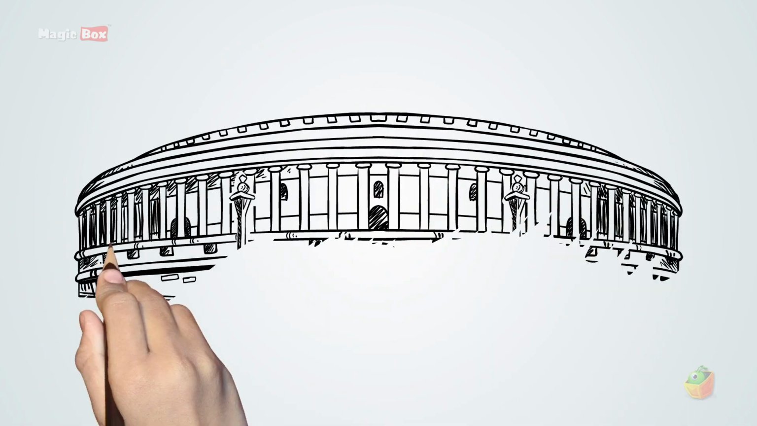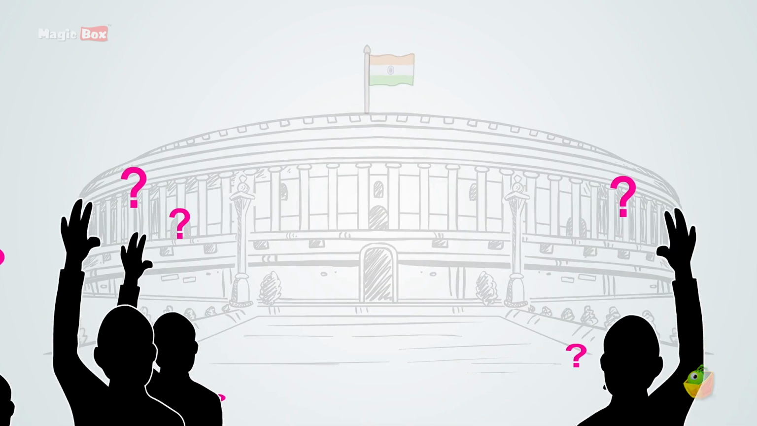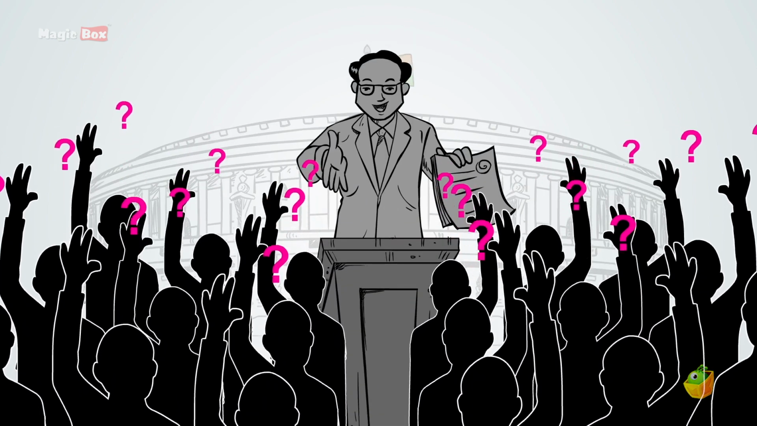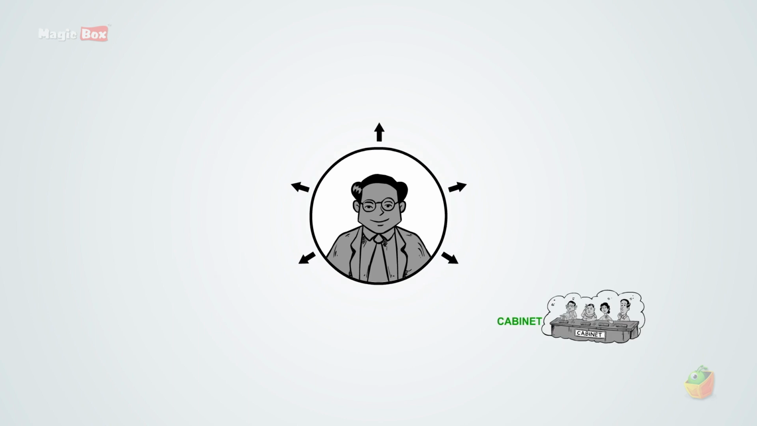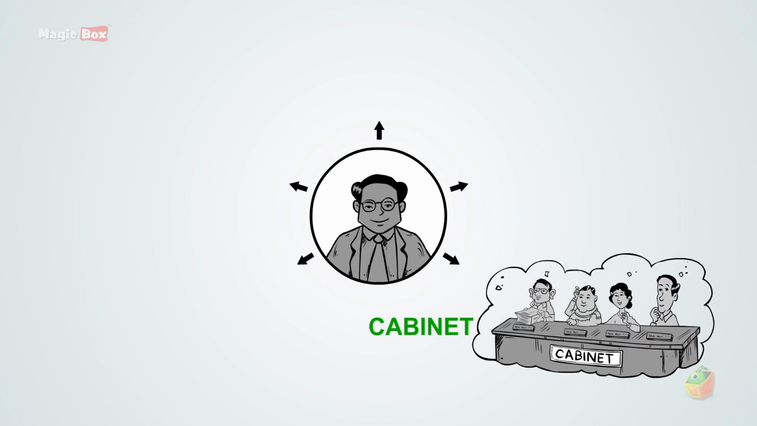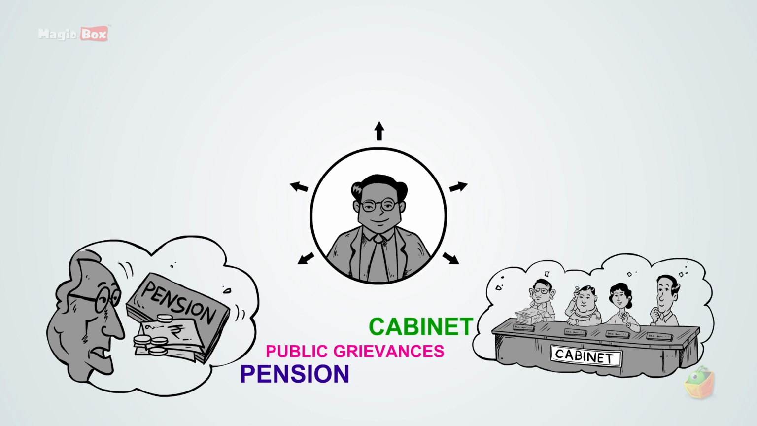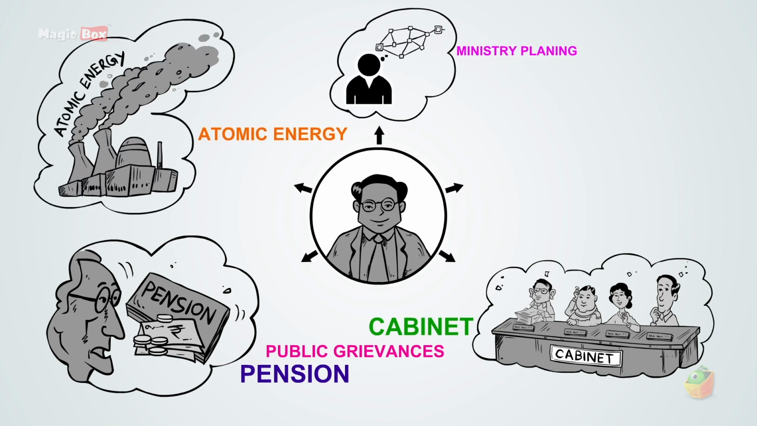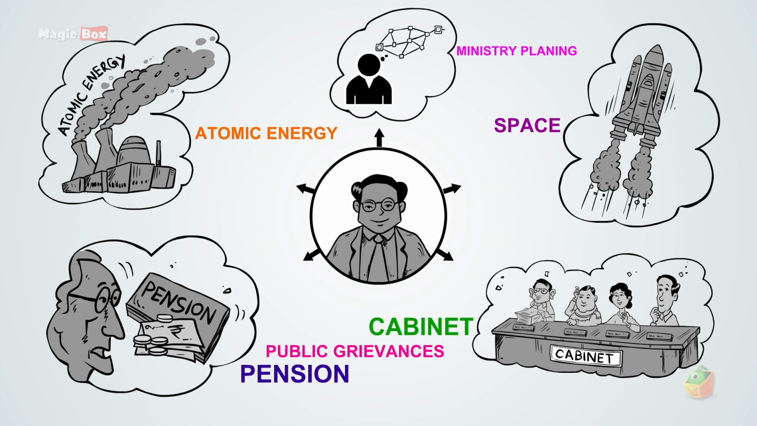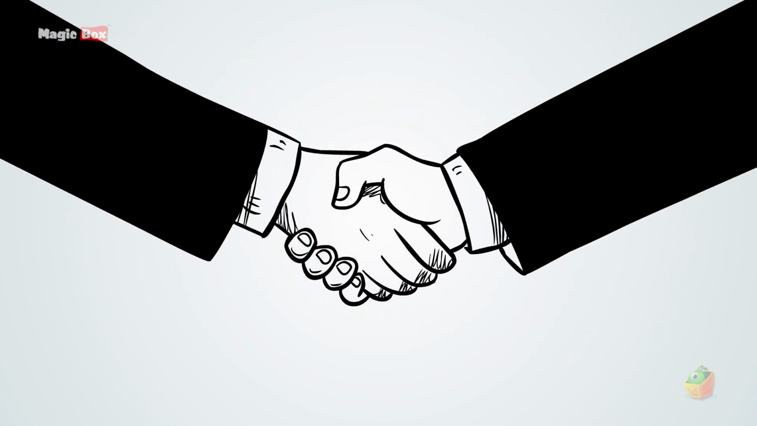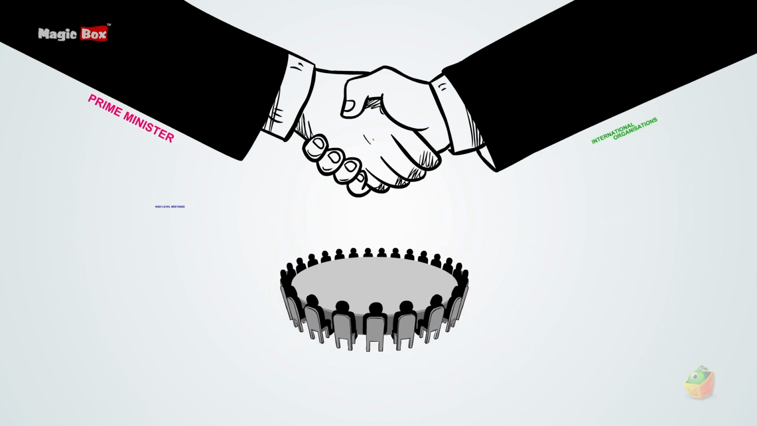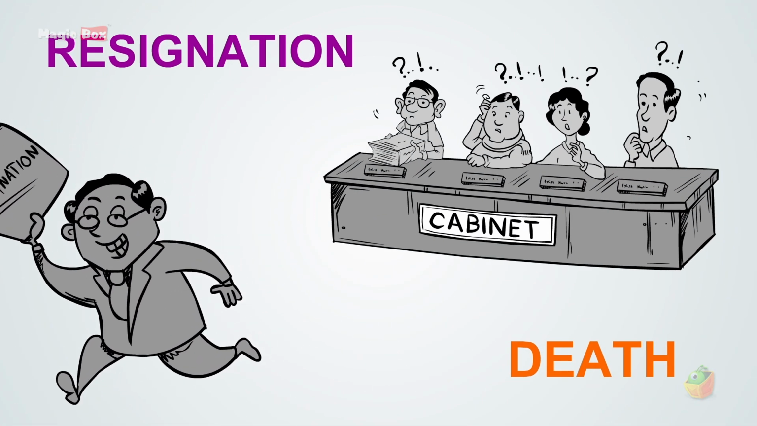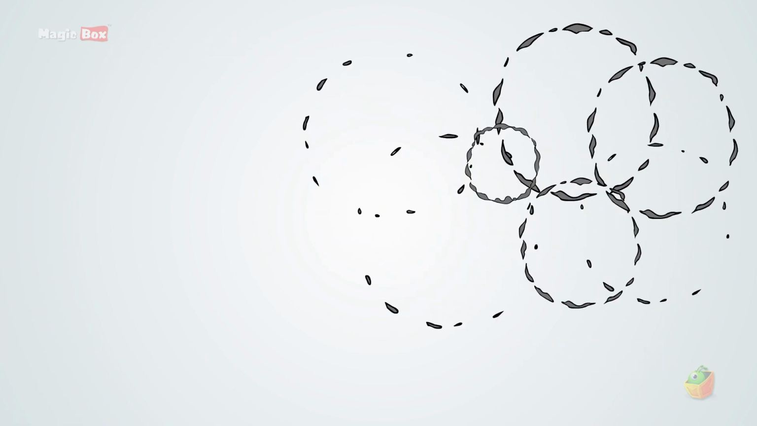The Prime Minister schedules and attends the sessions of the Houses of Parliament and is required to answer questions from the members of Parliament. The Prime Minister is usually in charge or head of the Appointments Committee of the Cabinet, Ministry of Personnel, Public Grievances and Pensions, Ministry of Planning, Department of Atomic Energy and Department of Space. The Prime Minister represents the country in various delegations, high-level meetings and international organizations that require the attendance of the highest government office. The resignation or death of the Prime Minister dissolves the Cabinet.